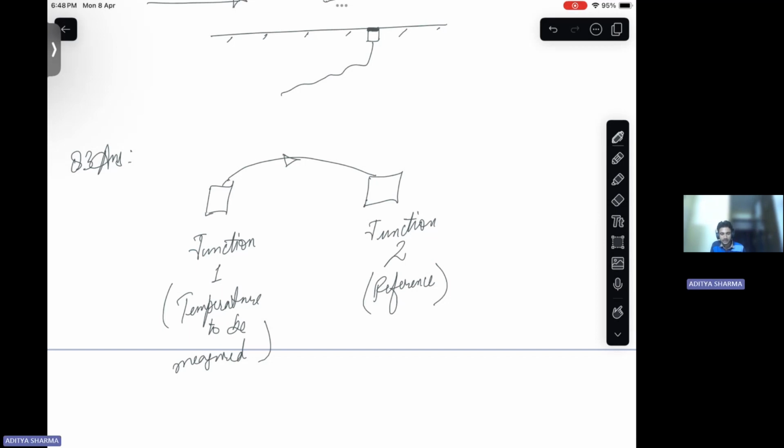In case the materials used for these junctions are the same, in any case there will be development of electromotive force, which basically gives this voltage change across these two metals.